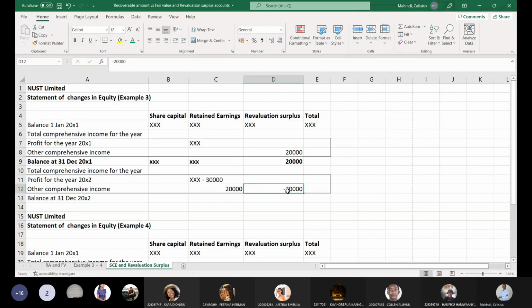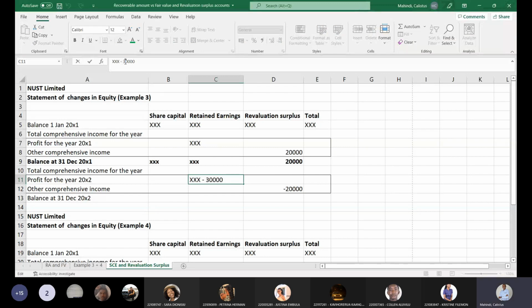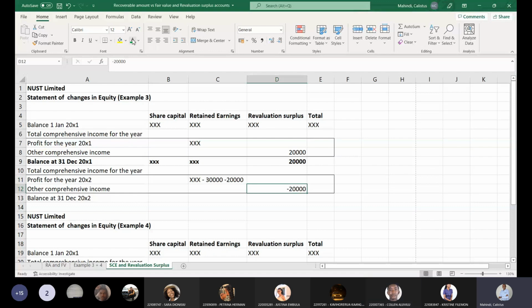So that is why under the revaluation surplus, now we have a minus 20,000 for 20X2, but then we just take that to our profit for the year. Actually, this shouldn't be in other comprehensive income. This should be here. So this 20,000, we transferred it to our retained earnings because it's actually realized.